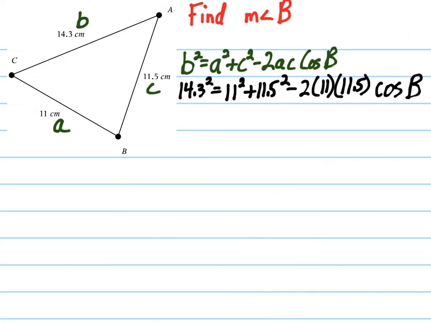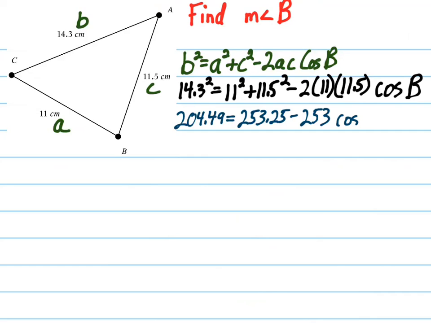I'm going to go ahead and square up some of this and try to clean it up just a little first. I can't type all this in at once, so 14.3 squared gives me 204.49. Then I'm going to do the 11 squared plus the 11.5 squared as one piece, and that gives me 253.25. Then I'm going to have to go over and do the 2 times 11 times 11.5.